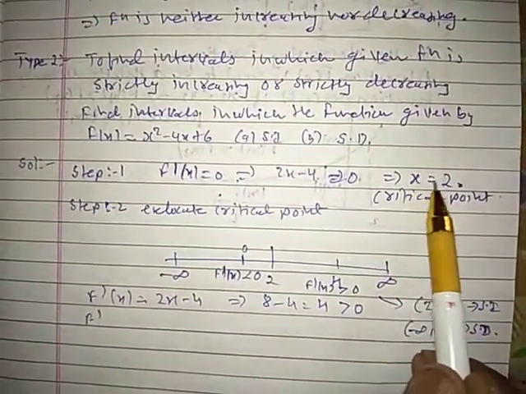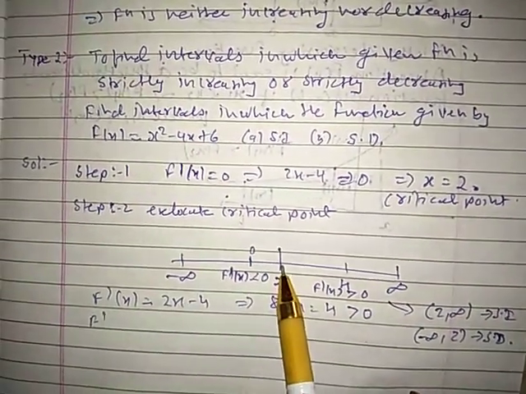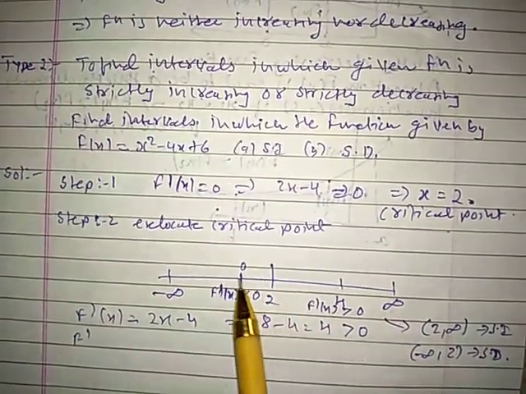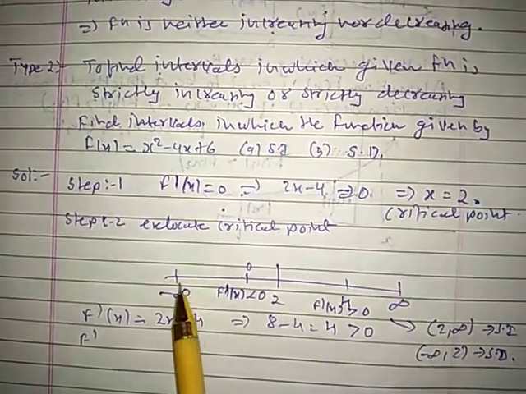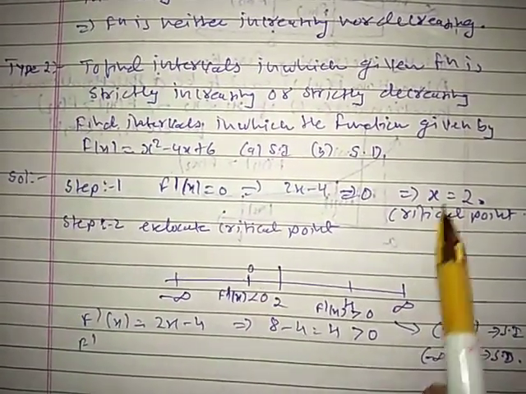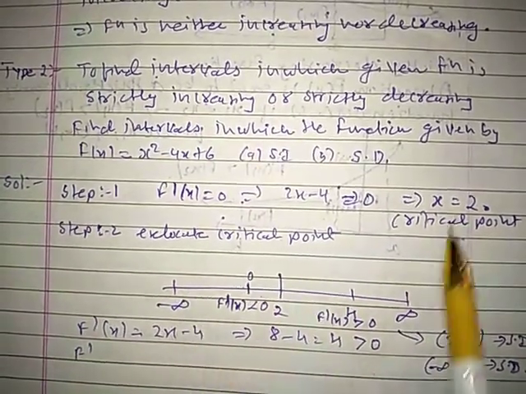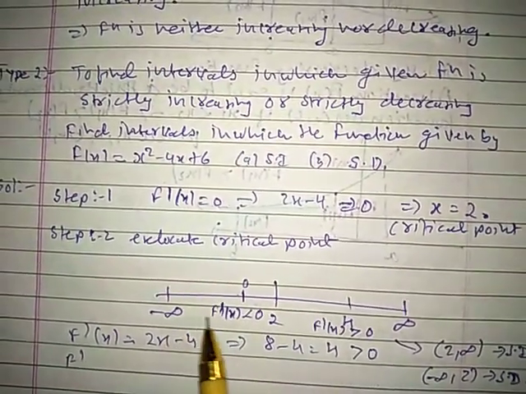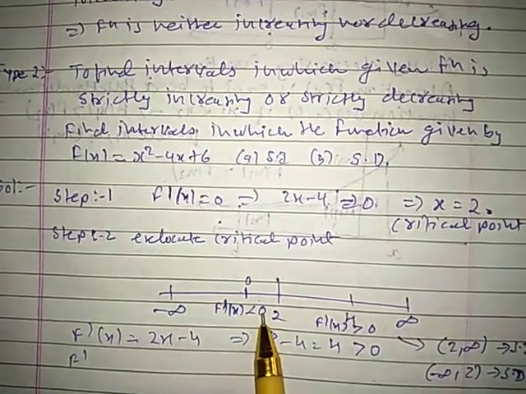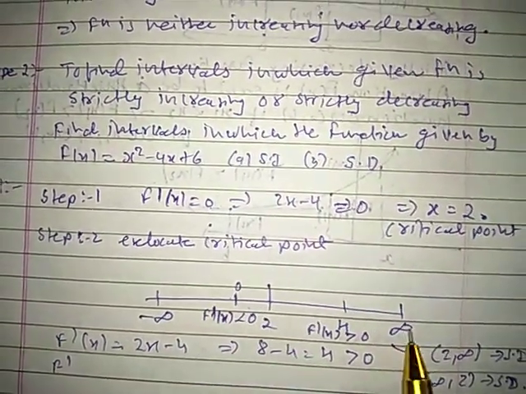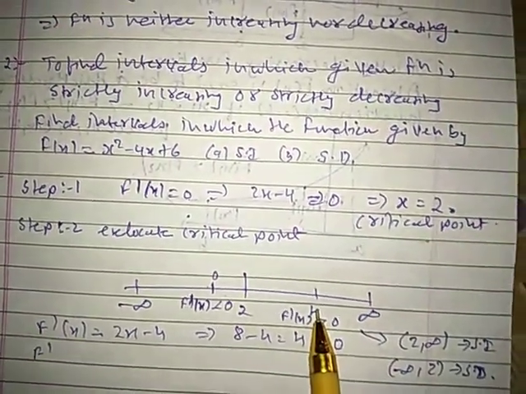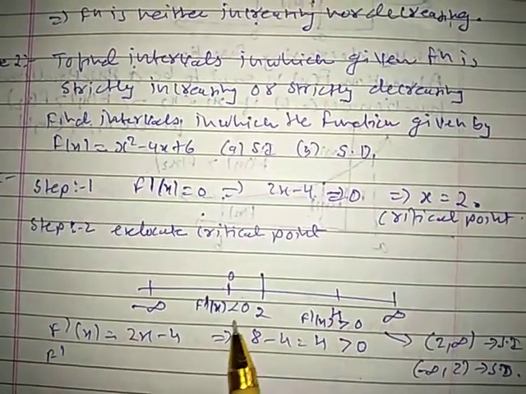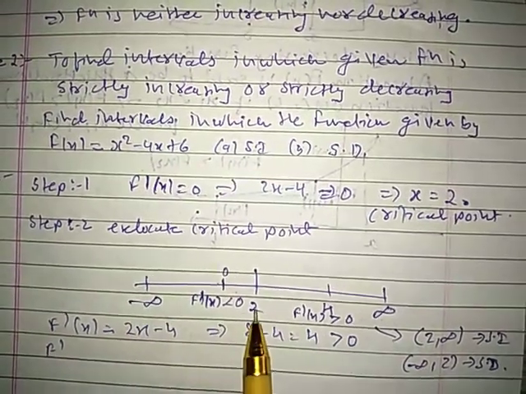So what value will you get? Critical point, x is equal to 2. For less than this, minus infinity to 2, we put a value like 0 on the left-hand side, and f dash of x becomes less than 0. So for all of these, f dash of x is less than 0. And in the interval 2 to infinity, for example up to 4, what do you get? f dash of x is greater than 0. So in the interval minus infinity to 2.